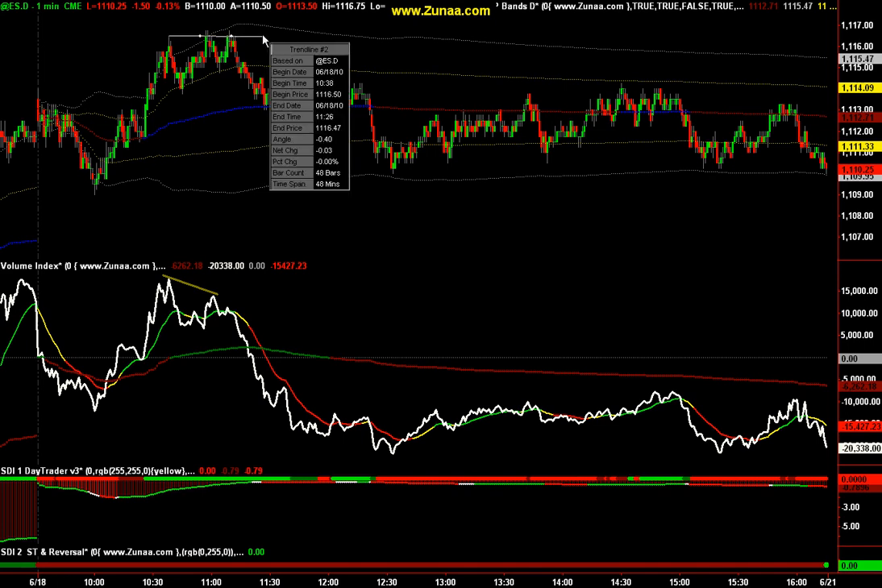Now, this would be a reverse. This would be a good place to take a reversal trade. Wait for this low to be made, wait for a lower high or a double top to form, and then fade that. As long as the volume index is giving you that divergence, that would have been a good short trade to take.